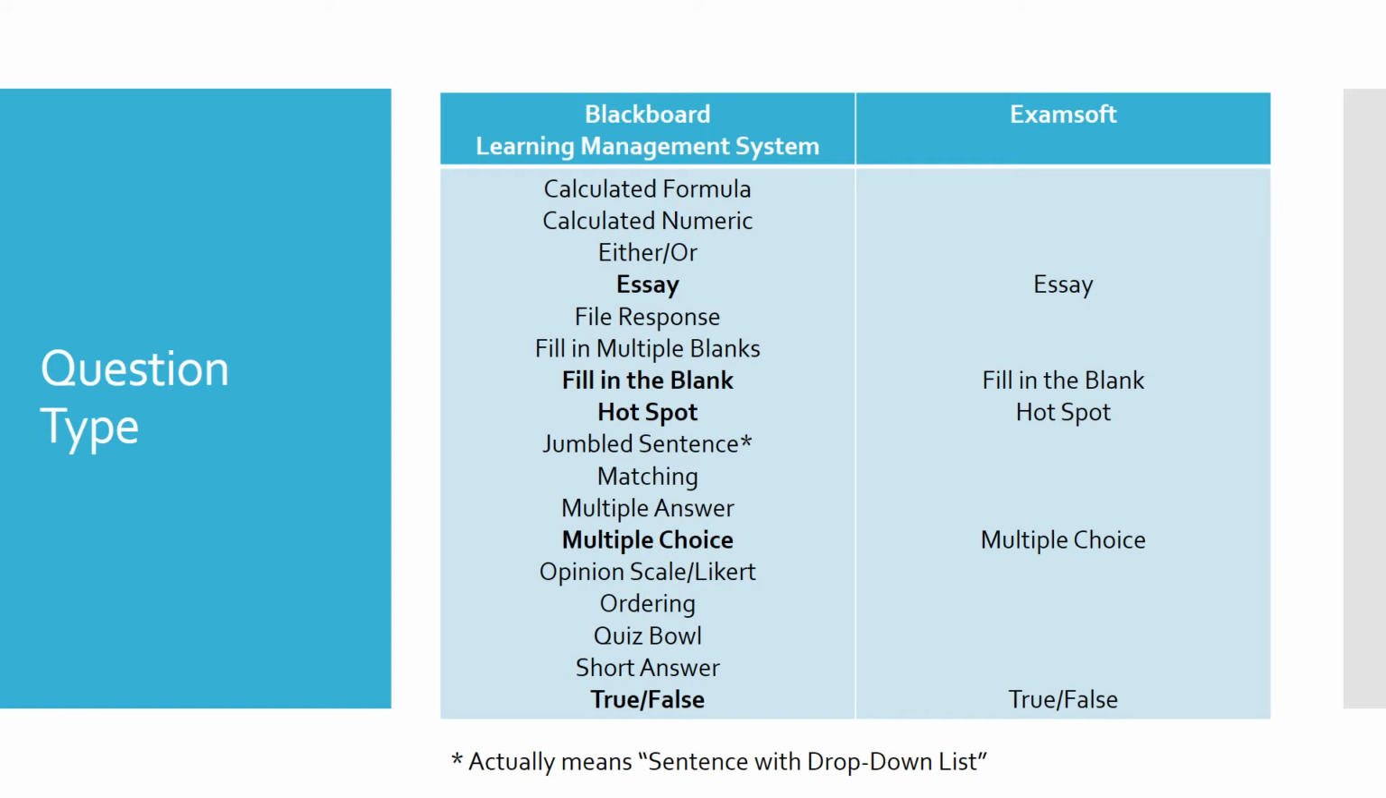So what types of questions can you actually have? Here I've got a table that I've made looking at the difference between the question types that are offered in the Blackboard Learning Management System versus ExamSoft. You can see that there are numerous options in Blackboard and only 5 options in ExamSoft. And I've made a note down the bottom that in Blackboard, the one that's called jumbled sentence actually means sentence with a drop-down list. So the naming of that is quite deceptive.